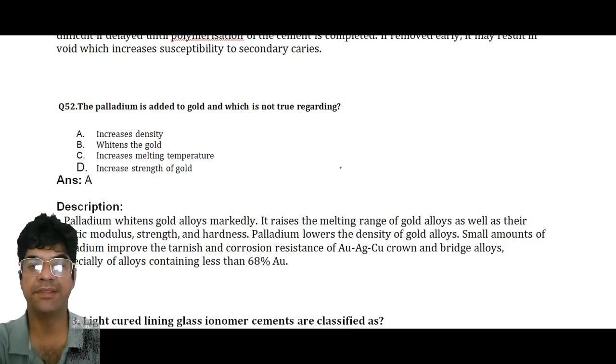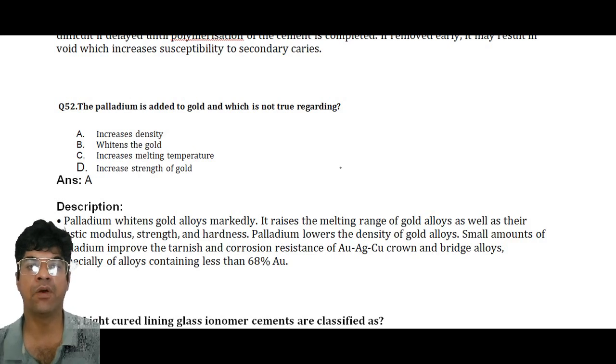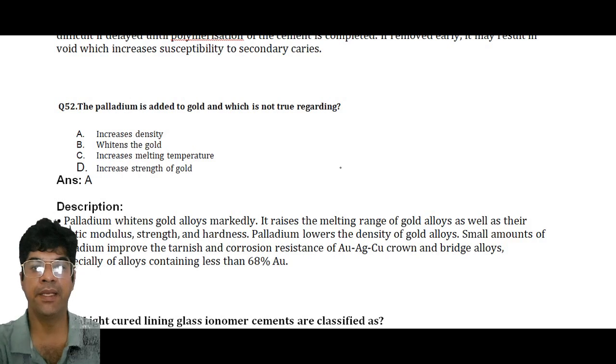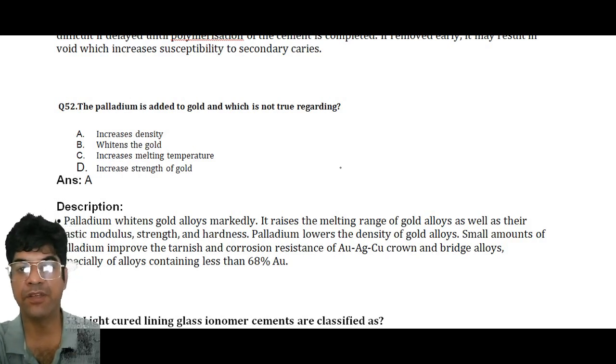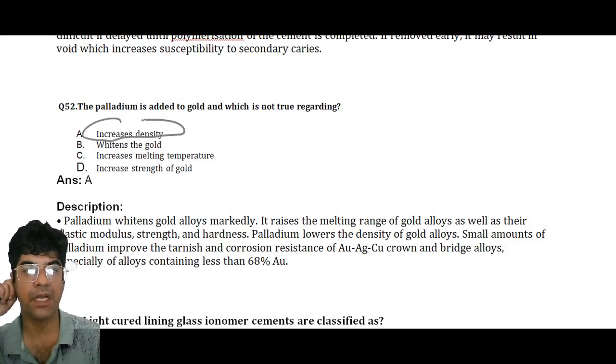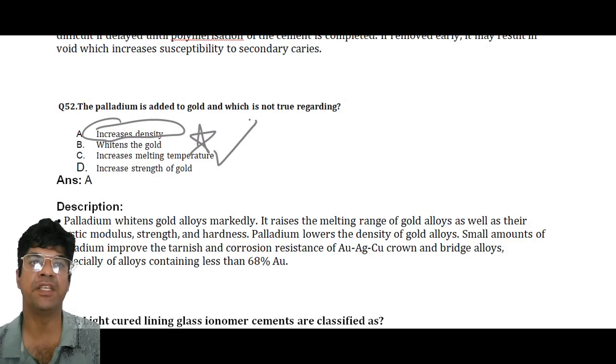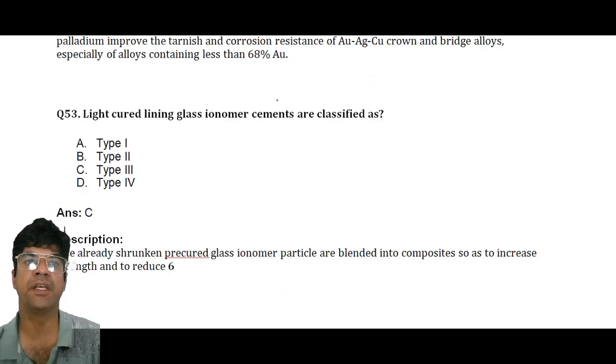Palladium is added to gold, and which is not true regarding it? Palladium whitens the gold alloy. It raises the melting range of the gold alloy as well as its elastic modulus, strength and hardness. Platinum lowers the density of the gold alloy. So your answer is A.